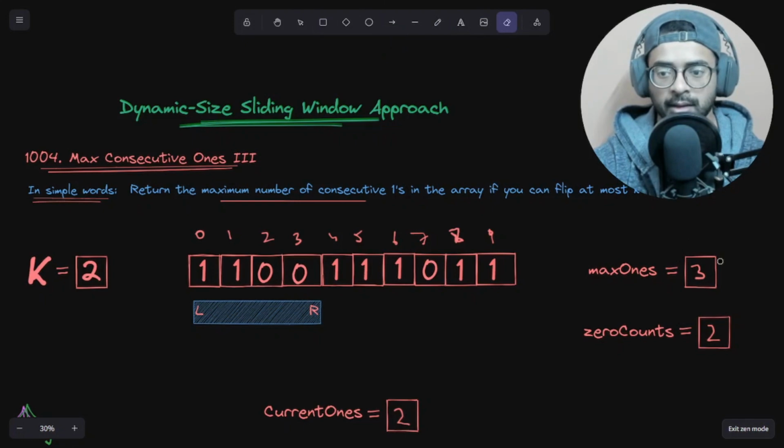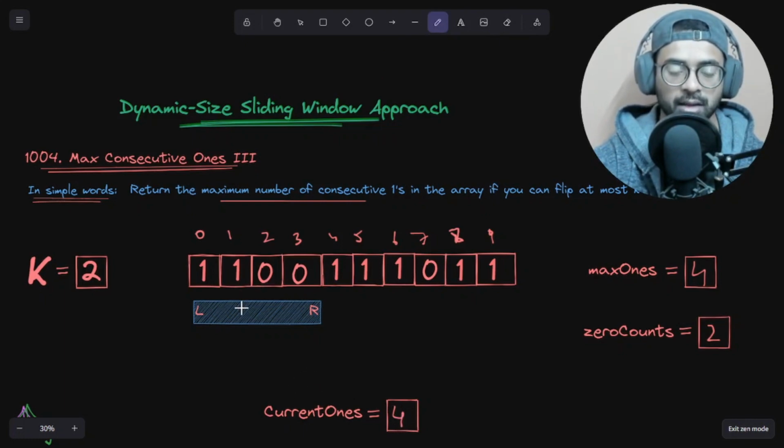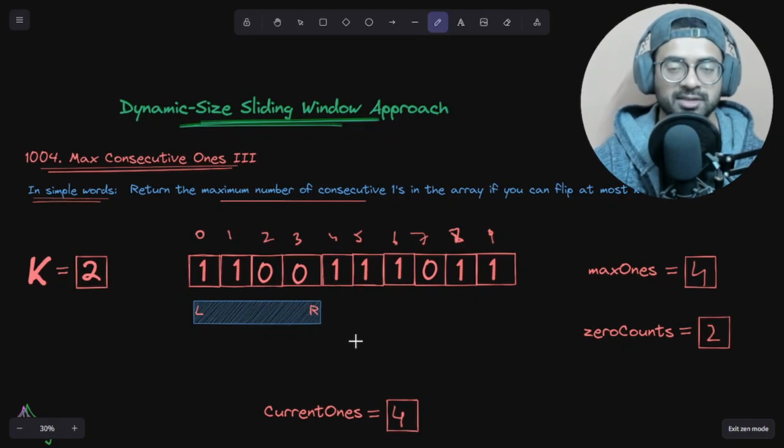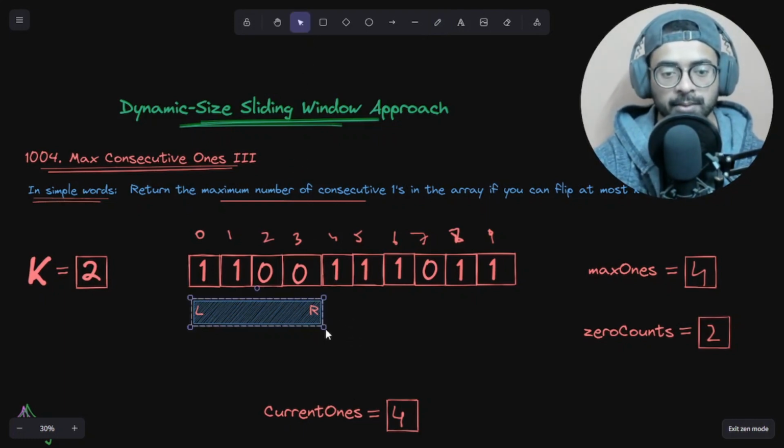With 4, and I forgot to update this current ones as well. So right now it will be treated as 4 ones, because we can flip at most 2 zeros, since k is 2. These 2 zeros will be treated as 1. Let's say we have already flipped them. Okay, cool. Now our window will further expand.